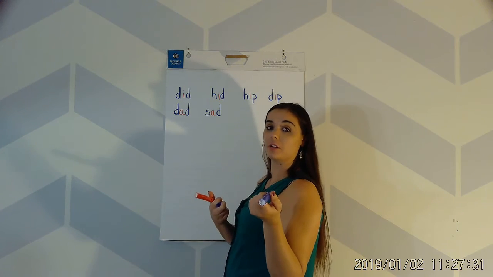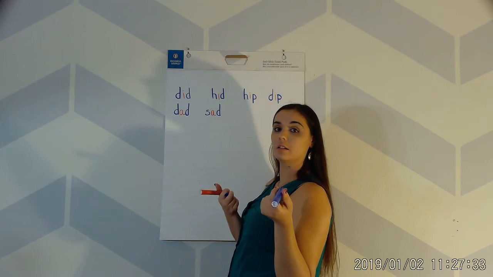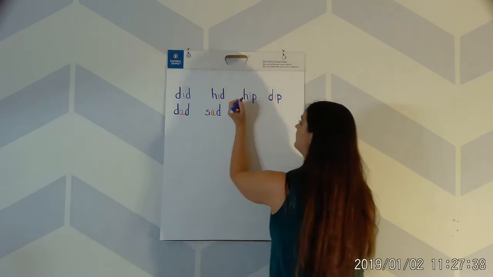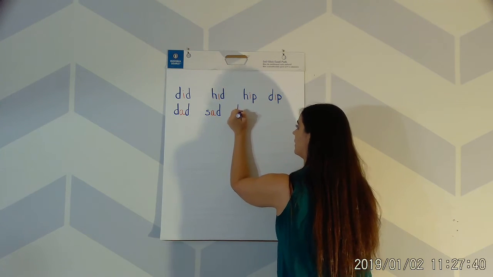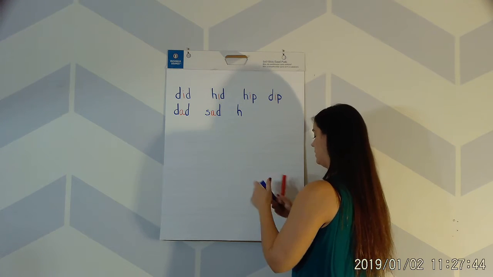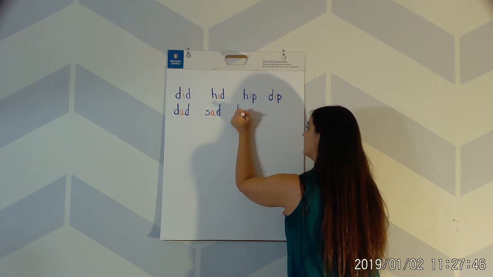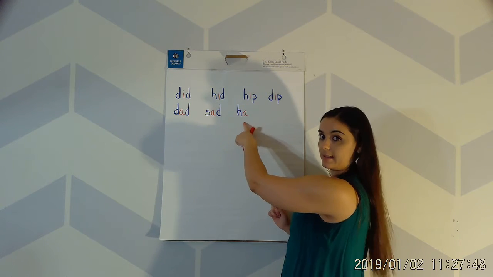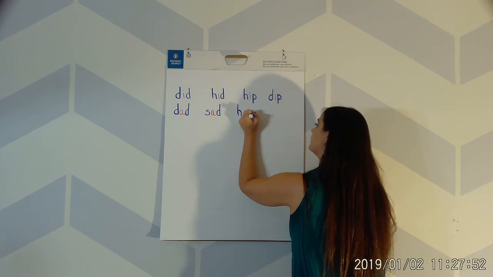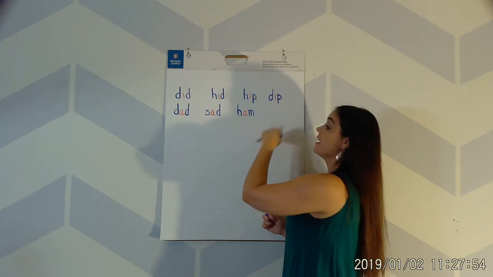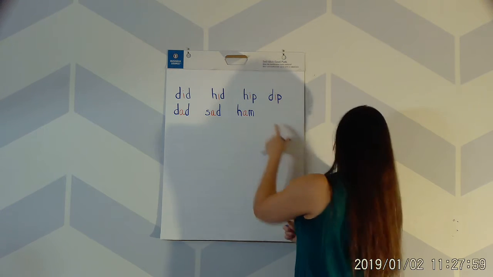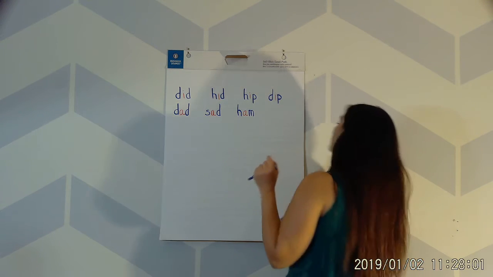Ham. Your turn. Ham. H, a, m, ham. All right, so what's that H stand for? H. And A says a. And M says m. Let's blend those sounds. H, a, m, ham. All right, next word.